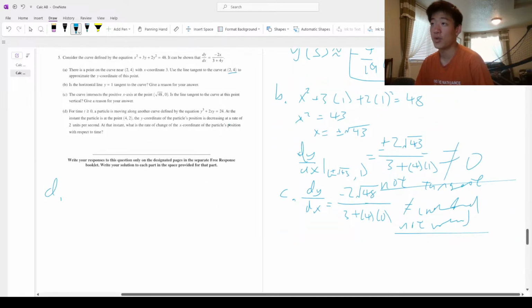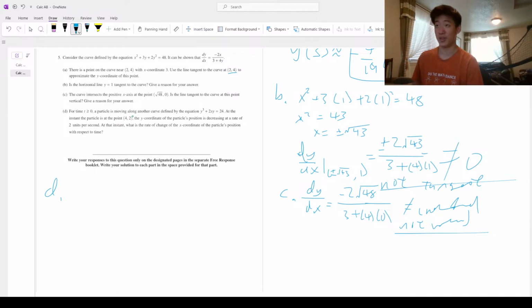Okay, now we actually have a question. This is actually related rates, which is absolutely wild to put on top of all of this. Because this is related rates, I think it is just as simple as this. Okay, so it's moving on another curve defined by this. At the instant the particle, now we have t's involved. So basically, we're going to take the derivative implicitly of both sides with respect to t.